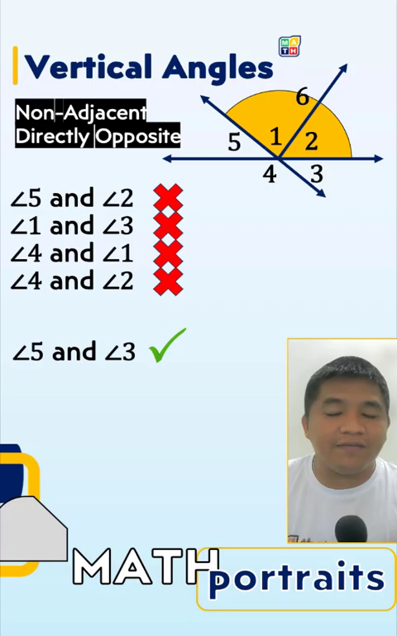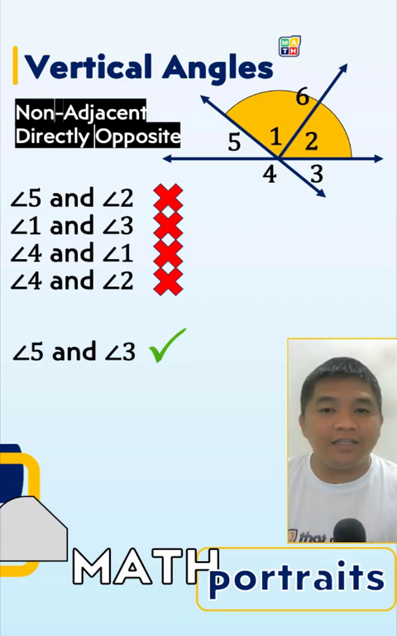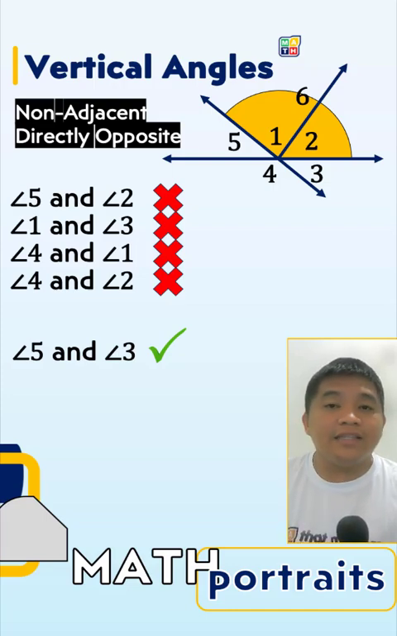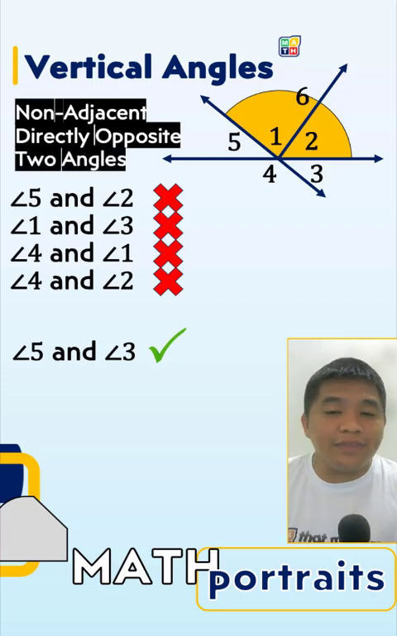Examine angle 5 and angle 3. They are non-adjacent, and when you look at them, they are directly opposite each other with two lines intersecting. So vertical angles don't need to be placed vertically, just make sure that they are directly opposite and non-adjacent. Now, one thing is for sure: when we say angle pair, there should be two angles.